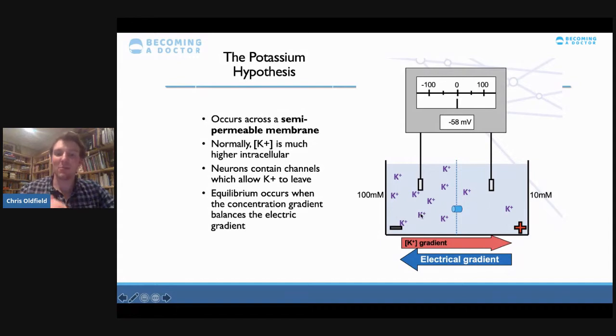And the resting membrane potential occurs when the rate at which potassium is pushed out of the cell down the concentration gradient, and the rate at which potassium is pushed back into the cell down the electrical gradient, balances out. And this is important because it's not that it hits a level and suddenly there's no more diffusion of potassium across either way. Potassium still goes out of the cell and in, but the net change is zero. Okay.